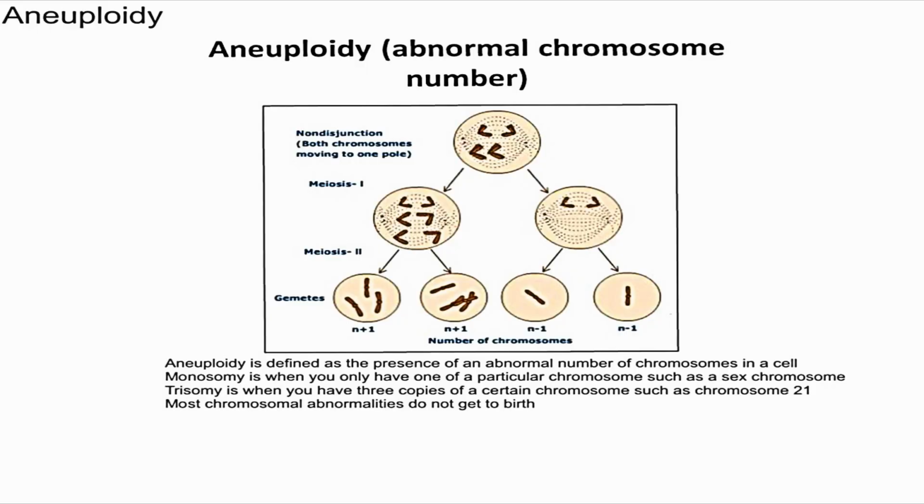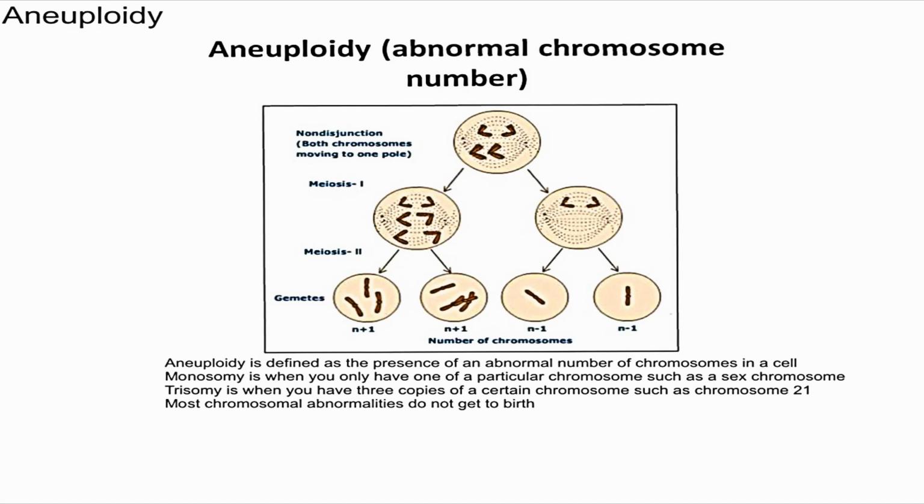So in this video, I'm going to explain what aneuploidy is, how it can occur, and why it's important. And so to start off, let's first define what aneuploidy is. So aneuploidy, by definition, is the presence of an abnormal number of chromosomes in a cell.